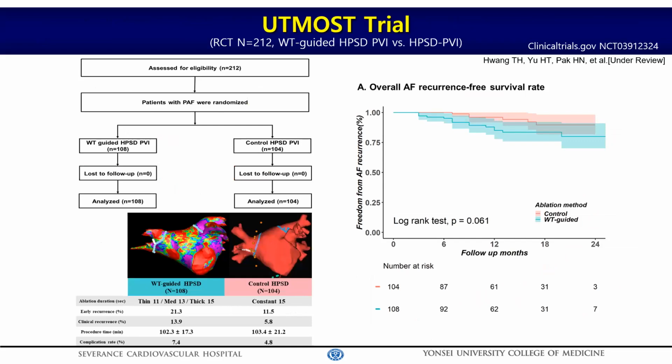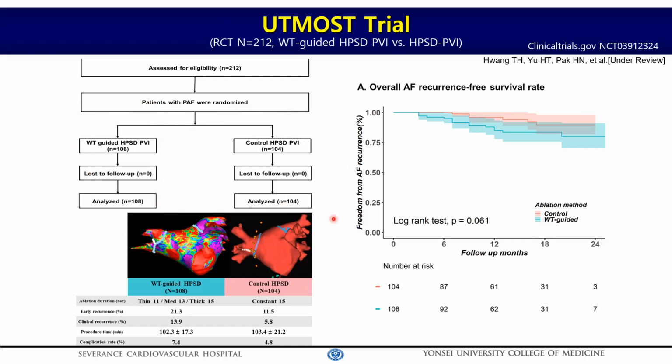This RCT study compares the safety of energy titration during 60-watt high pressure threshold PVI using LA wall thickness software shown above. Because we use a flexible catheter, we titrate the RF energy without contact force. In the wall thickness group, 11 to 15 second ablation at each point was performed depending on the thickness, but we kept the same 15-second ablation in the control group.